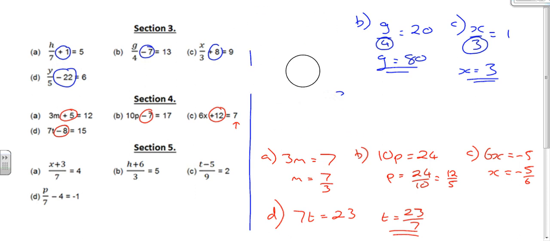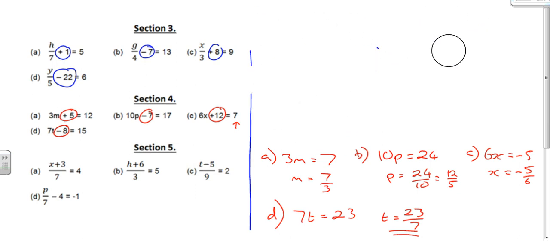Right, so now let's have a look at section 5. So again, it's not really any harder, it's just slightly different, and you do things in a different order. So when you've got the whole expression here divided by 7, the first thing we do isn't get rid of the plus or minus. Because the whole thing is divided by 7, we get rid of that divided by 7. So if we do that, we've got x plus 3. To get rid of divided by 7, we times by 7. That equals 4 times 7, which is 28. Then x equals 25.